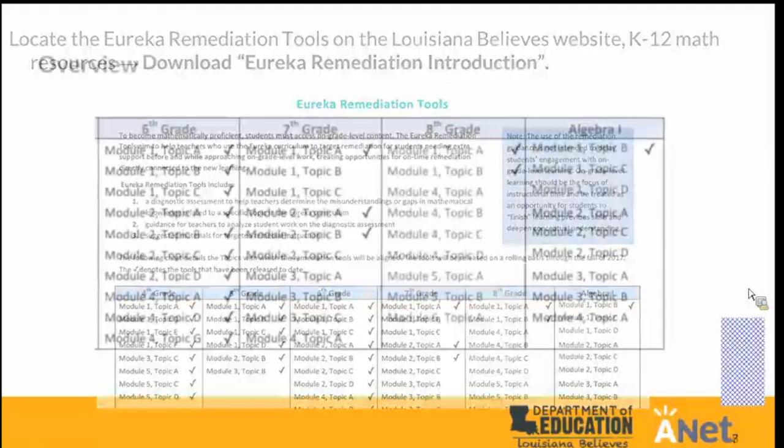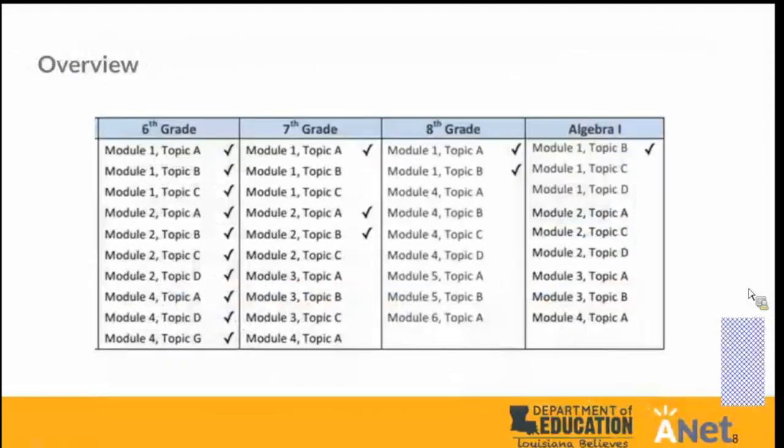Here's a close-up of what's available for 6th, 7th, 8th, and Algebra 1. And this is a really handy resource. I'd recommend that teachers print out this document and keep it with them so that before you begin a new module, you can check to see whether that module and topics have a diagnostic and a remediation tool or not, and you can use that to incorporate into your planning. So you'll make sure to plan time to give the diagnostic to your students and use the flex days available to provide any needed remediation.